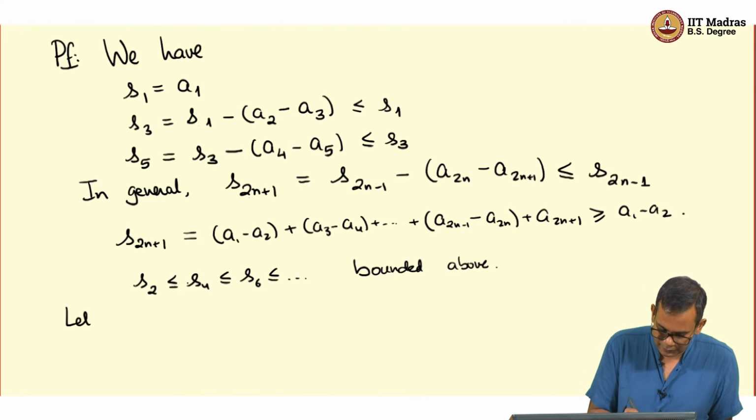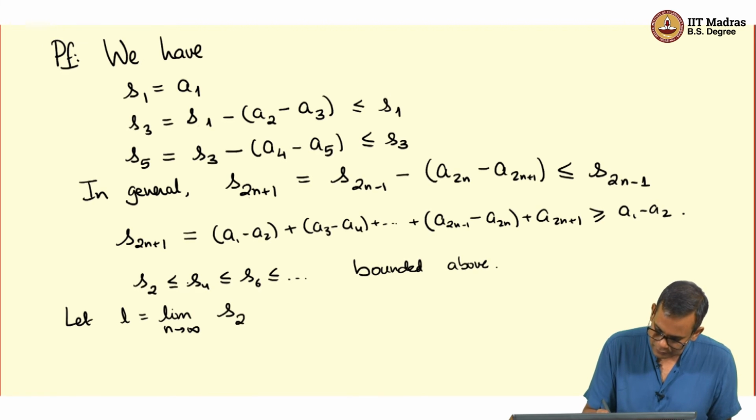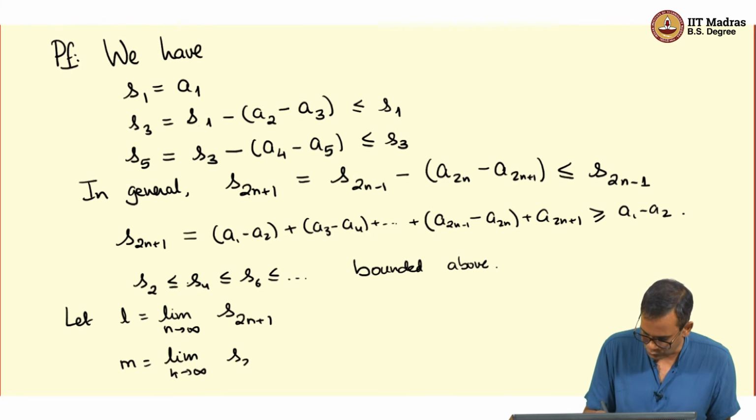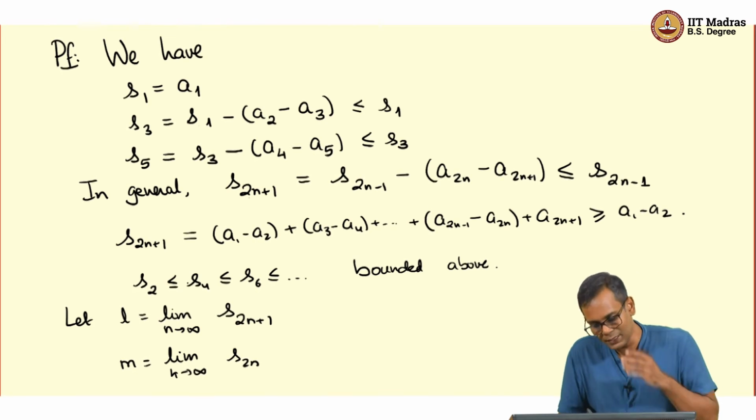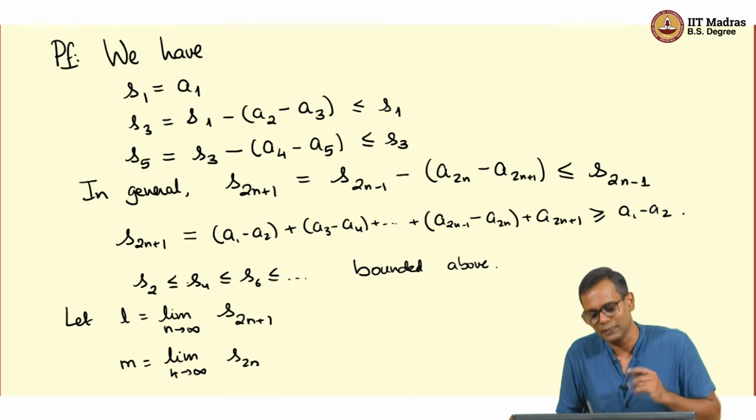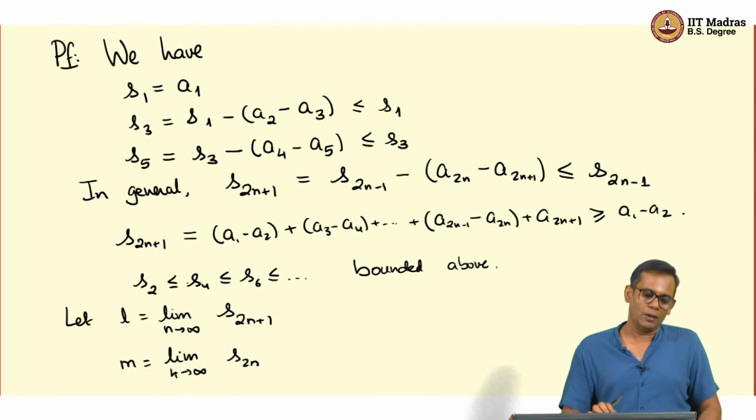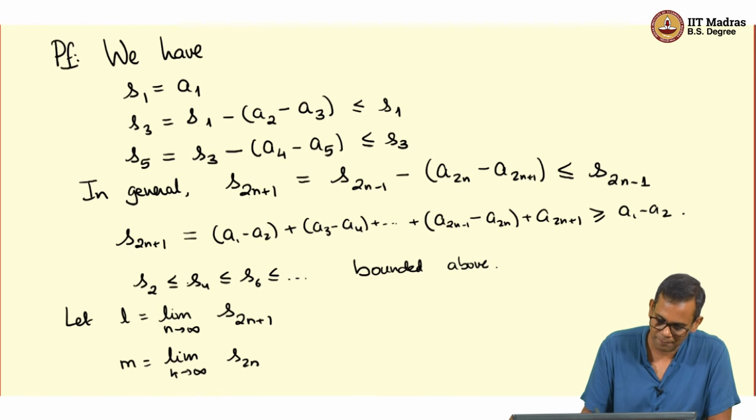Let L be the limit as n tends to infinity of S_{2n+1}. Let M be the limit as n tends to infinity of S_{2n}. Both these sequences have limits because they are monotone sequences that are bounded. Now, I claim that L minus M is 0.